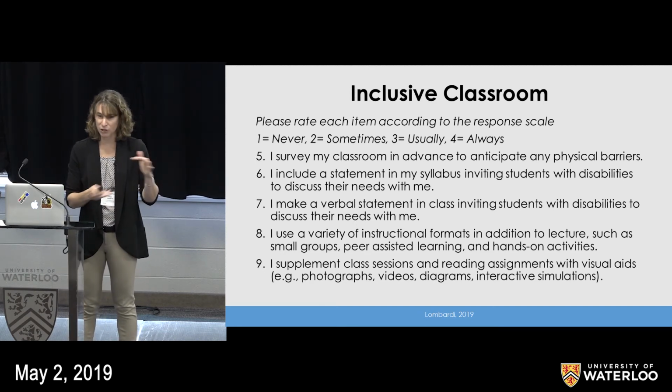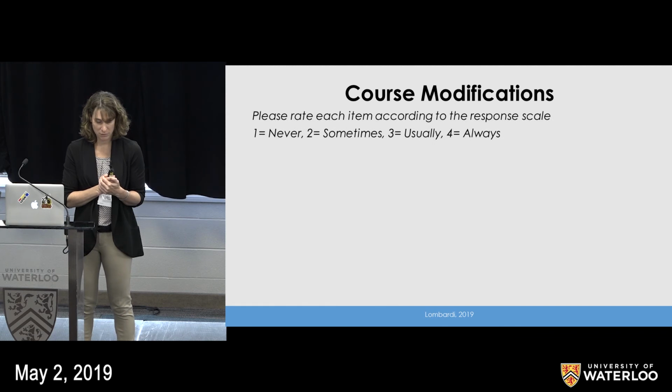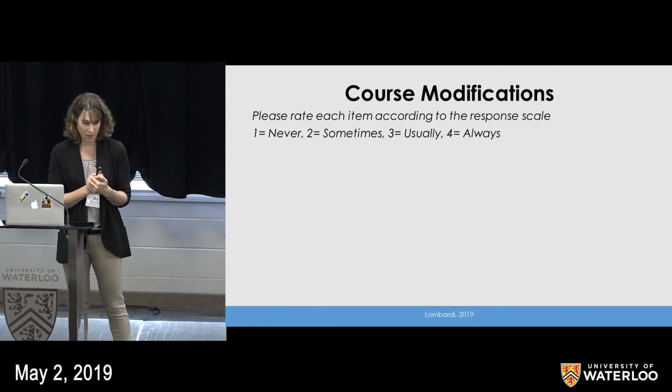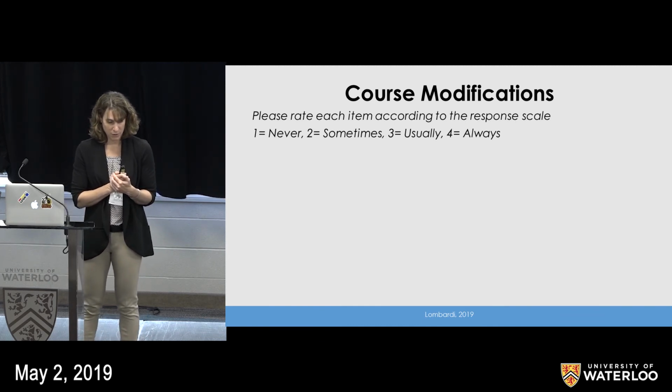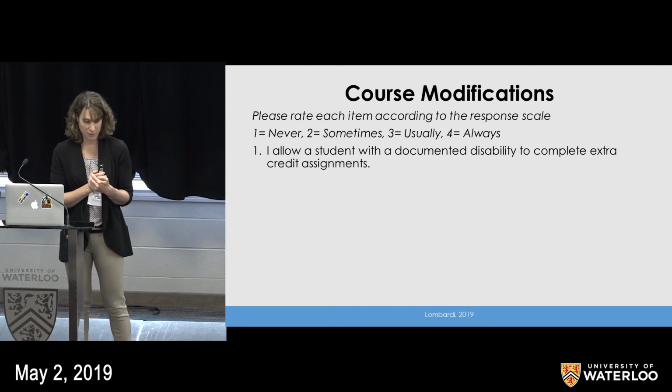So that's your inclusive classroom score, so you could add all that up if you wanted to have a total score, get a sense for that. Okay, so now we'll talk about course modifications. This is a different subscale, and again, same rating scale, 1 through 4. I allow a student with a documented disability to complete extra credit assignments.